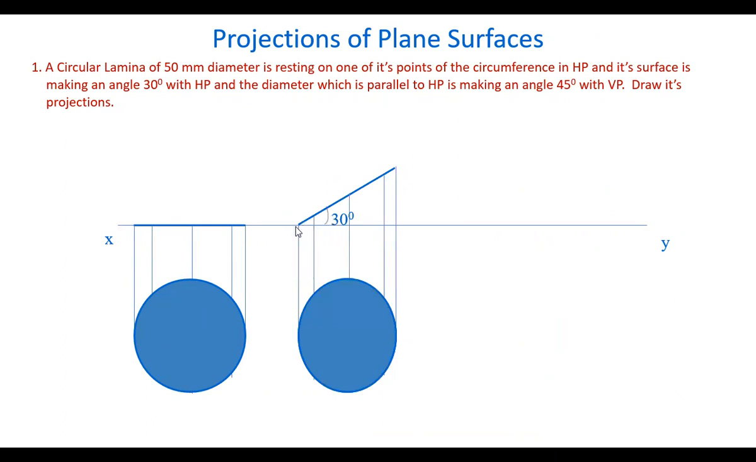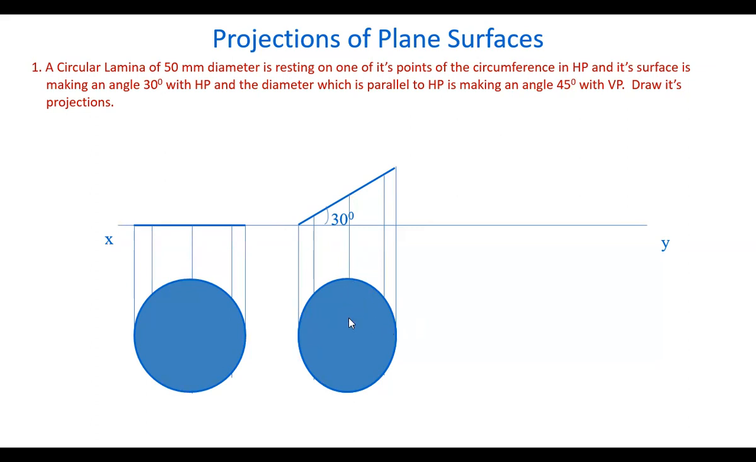HP. And here on this circumference, on one side you have a point, and this point is lying on HP. And the diameter which is parallel to HP is making an angle of 45 with the VP. The diameter here, if you see this line, this diameter is parallel to HP. This diameter is making angle with the HP. Okay, this is the one. This one is making angle with the HP, that is this one.